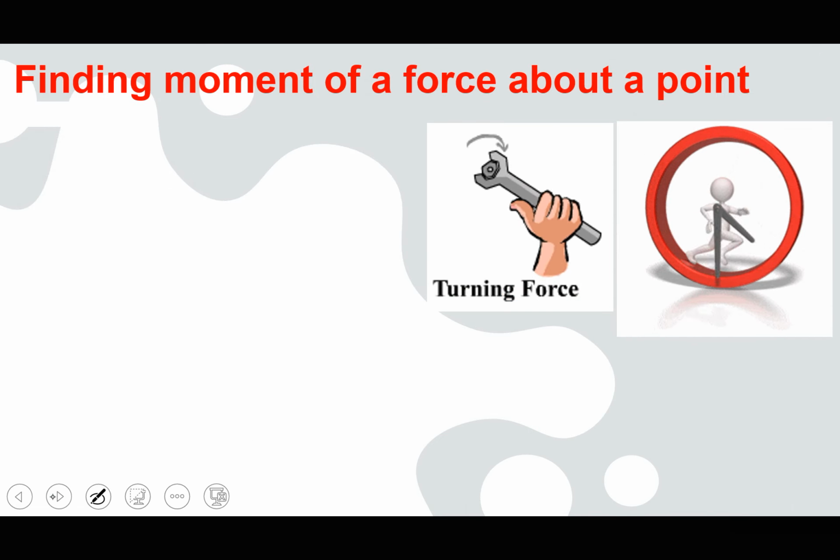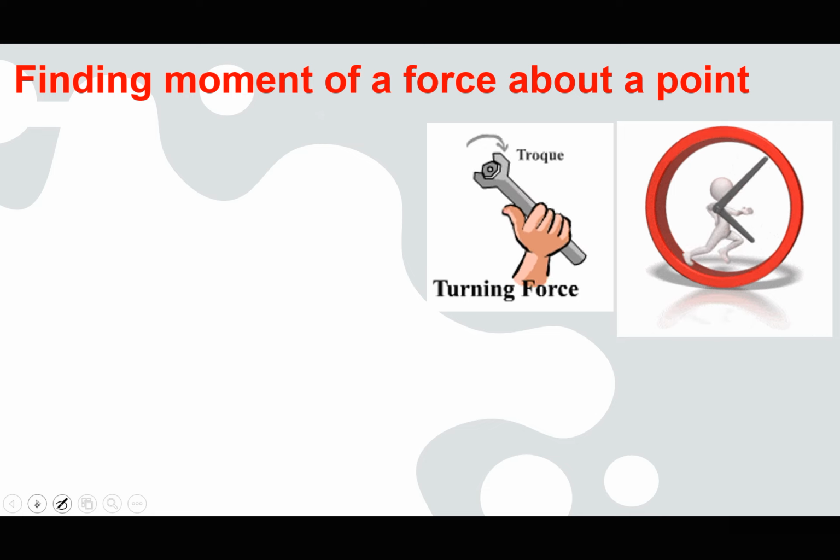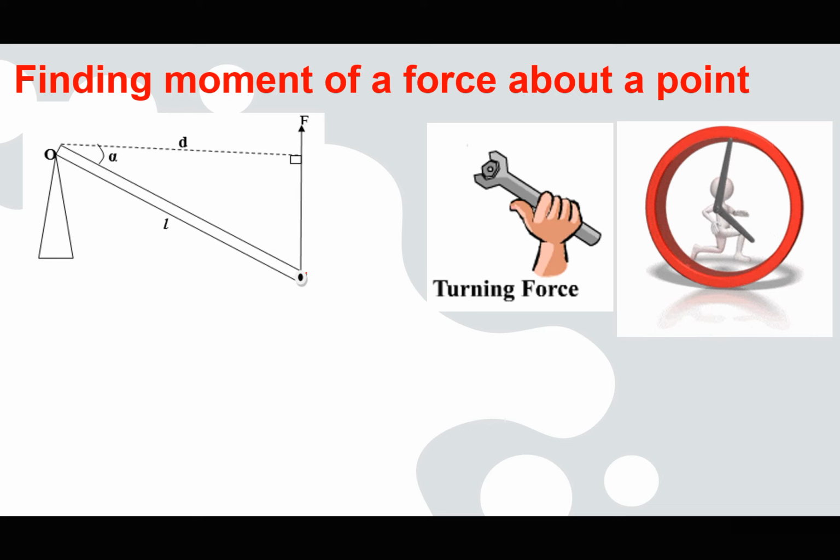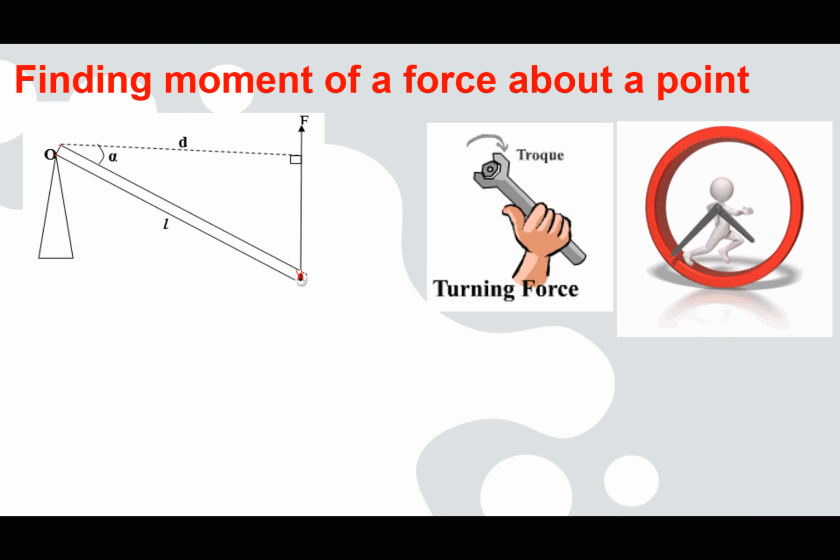So let's have further examples of finding moments here. Let's think of a situation where a force F is applied at this point here, where the length of the beam from the pivot is L, but the distance from the pivot to this point is D, and this angle is going to be alpha.